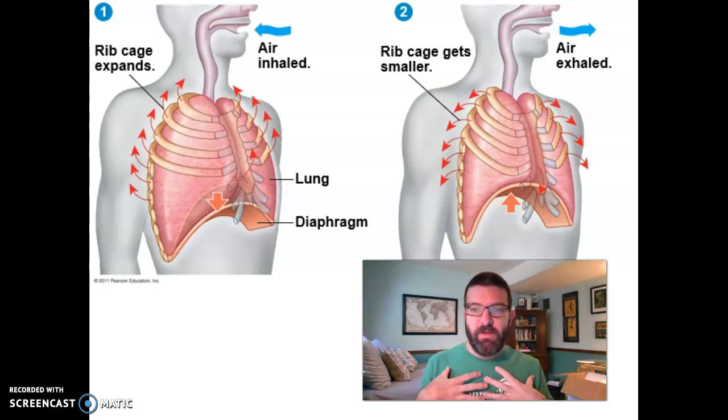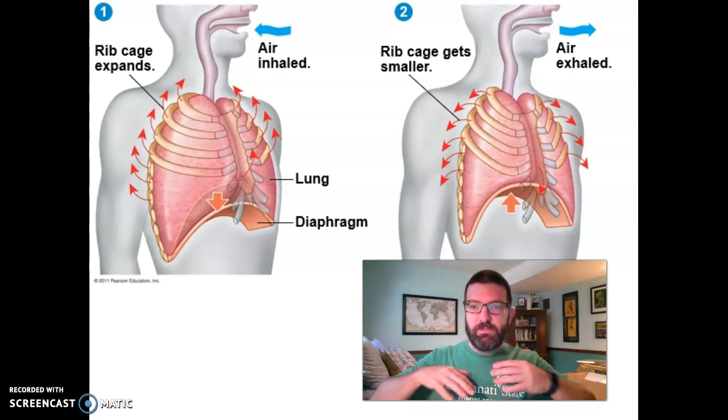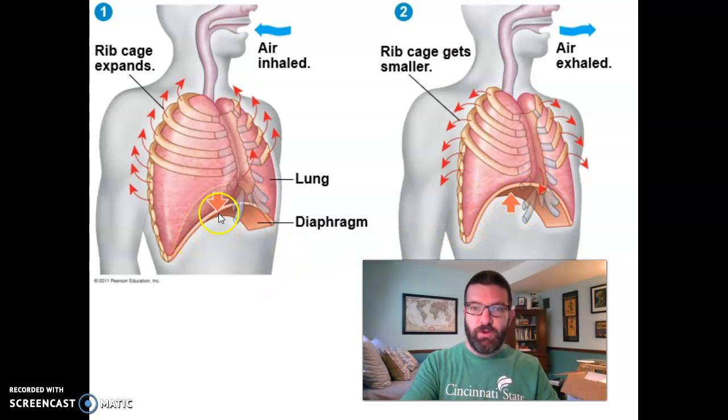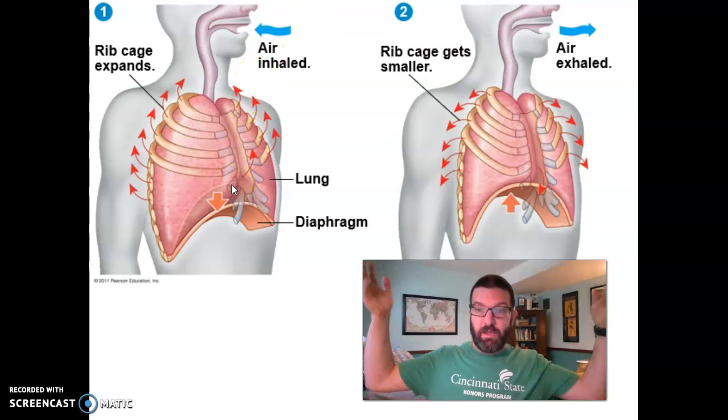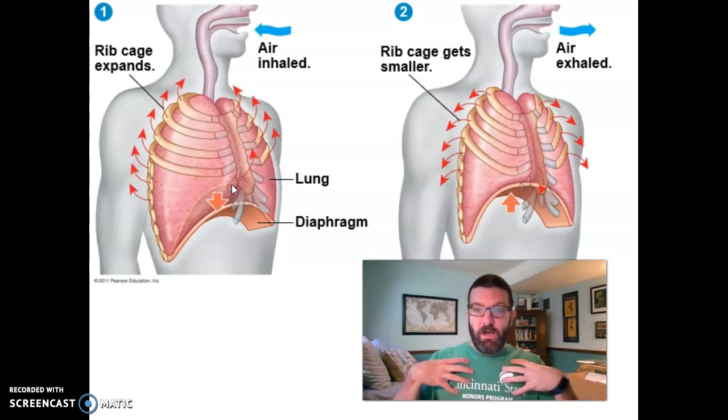So we create a vacuum by expanding our thoracic cavity, by swinging out our ribs and contracting our diaphragm muscle and making it go down. So this is a contracted diaphragm, creates a much larger space and creates negative pressure, and air, like everything else, moves from high pressure to low. So if the pressure in your thoracic cavity is lower than the atmospheric pressure, air moves in.